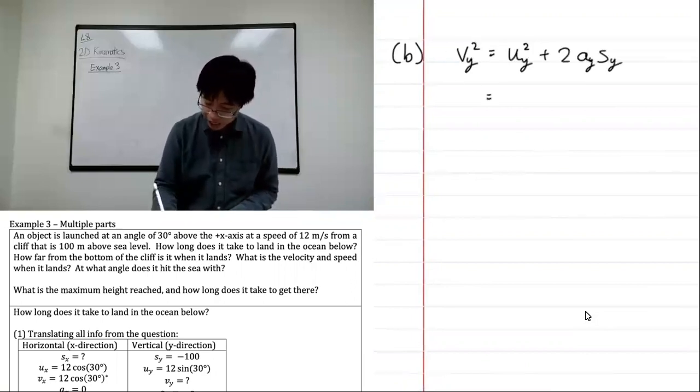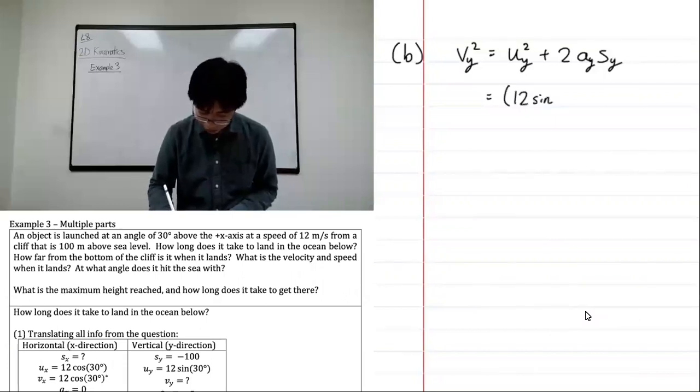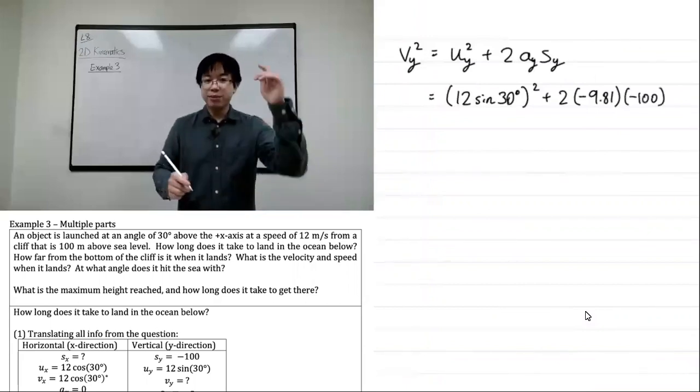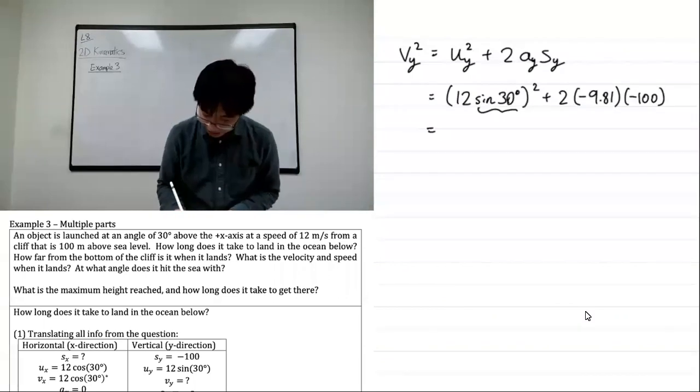This is what I want to find. So I just need to plug in u. That's 12. Was it cosine or sine? I think that was sine. Yeah, I think so. So 30 degrees, and square, don't forget that, minus 9.81. And sy was 100, but minus 100, right? Because it was going down, the displacement. Can I do this in my head? That's a half, right? So that's 12 times a half, that's 6 squared.